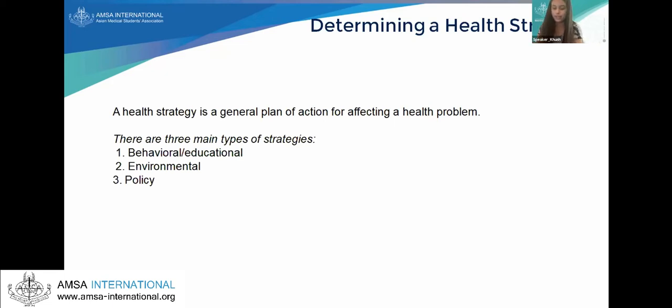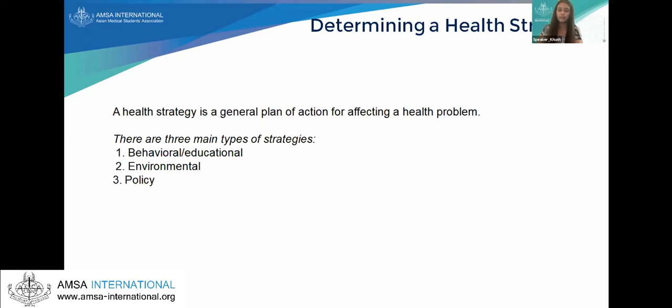Third is the policy health strategy. Policy strategy focuses on influencing change in the broader regulations, ordinances, rule enforcement, and decisions on resource distribution that may affect the contributing factors to a health problem. Just to give an example of how a policy health strategy looks: if the priority contributing factor was cost, an example of a policy strategy could be passing or increasing tobacco excise tax. And if the priority contributing factor was access, an example of a policy strategy could be prohibiting smoking in government buildings.